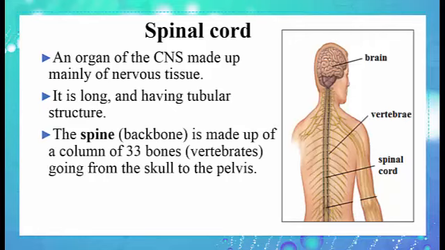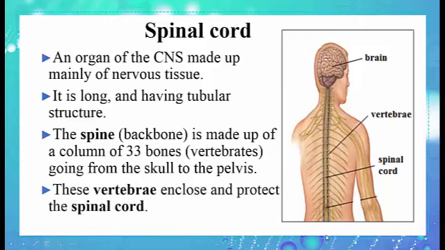The spine or the backbone is made up of a column of 33 vertebrae. We have 33 bones as adults, going from the skull to the pelvis. So from the skull to the pelvis, we have 33 bones or vertebrae. These bones enclose and protect our spinal cord. So the spinal cord is here inside the vertebral column.